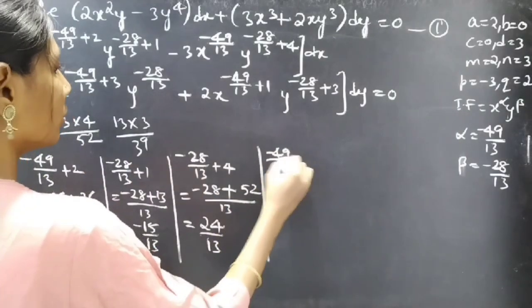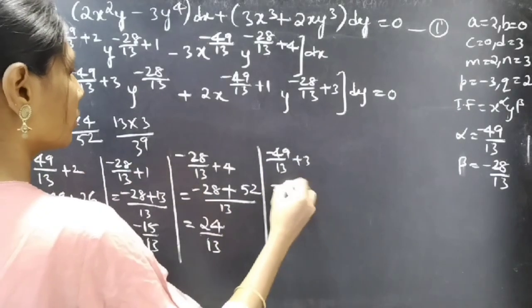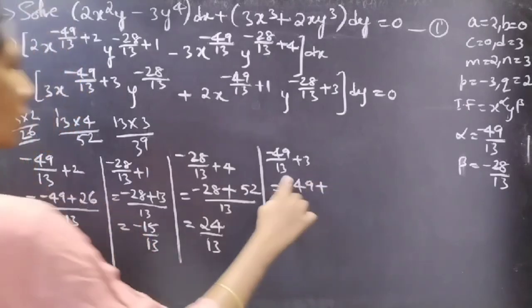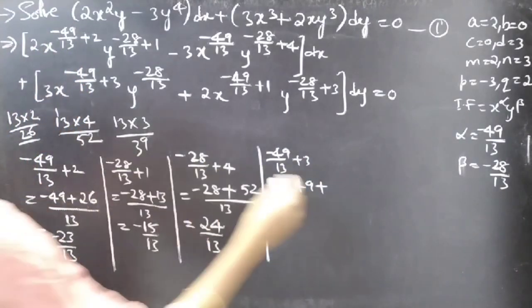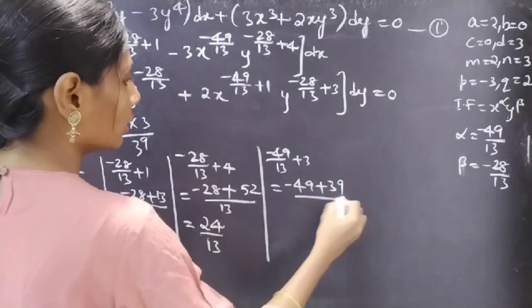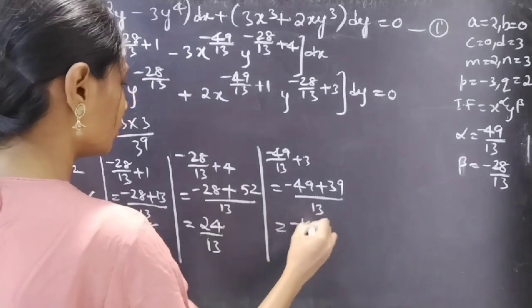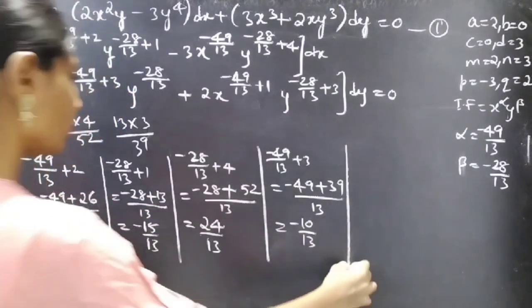Minus 49 by 13 plus 3. Minus 49 plus 13 threes are 39 by 13 gives minus 10 by 13.